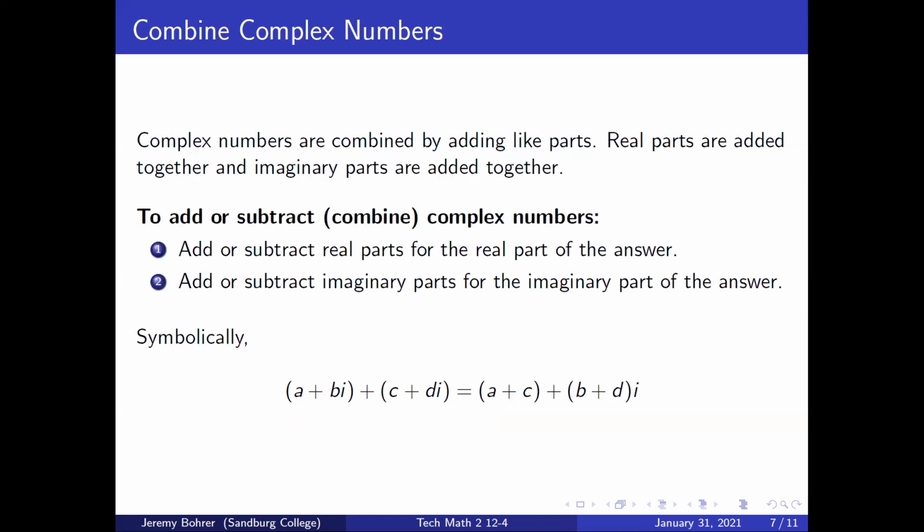Complex numbers are combined by adding like parts. Real parts are added together and imaginary parts are added together. To add or subtract complex numbers, add or subtract the real parts for the real part of the answer, and add or subtract imaginary parts for the imaginary part of the answer. Symbolically, a plus bi plus c plus di equals a plus c plus b plus d times i.